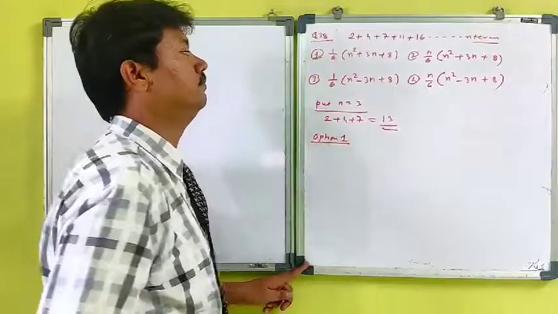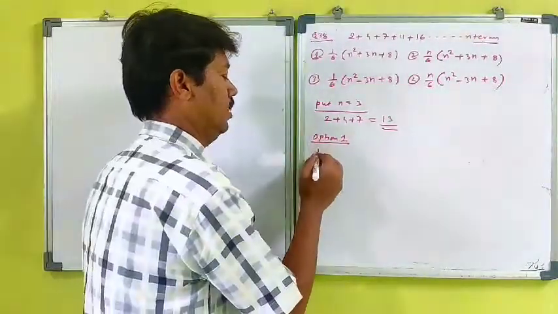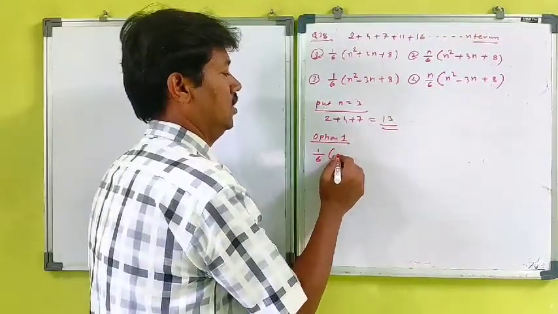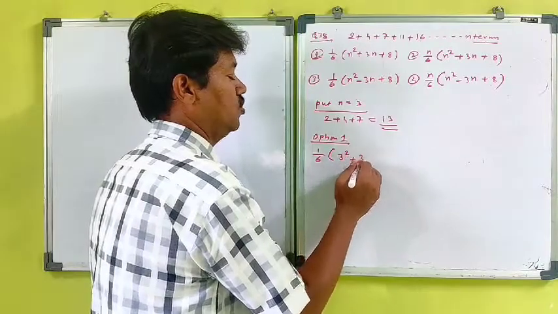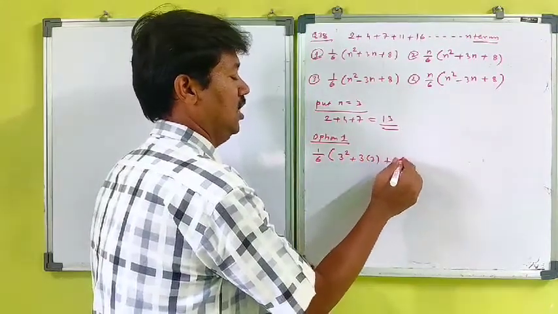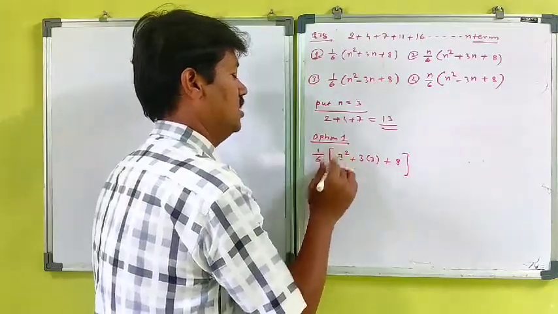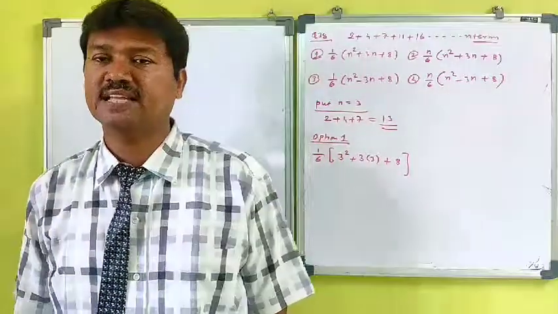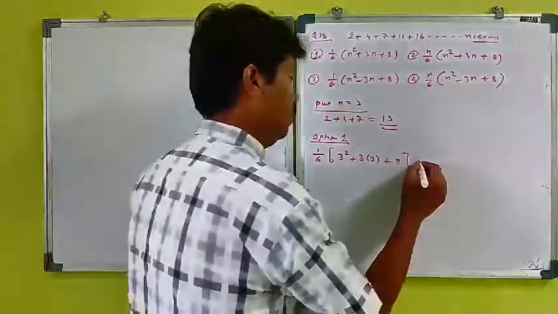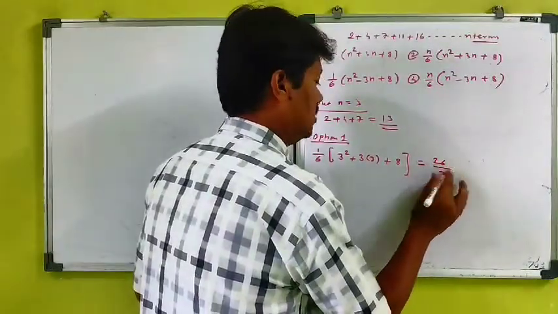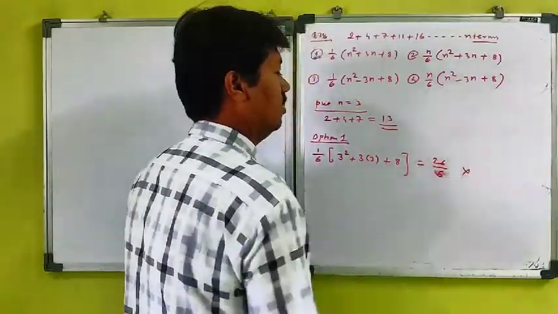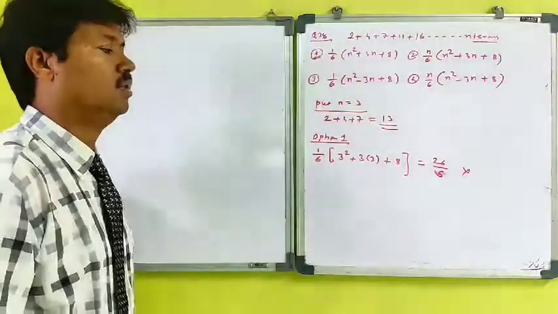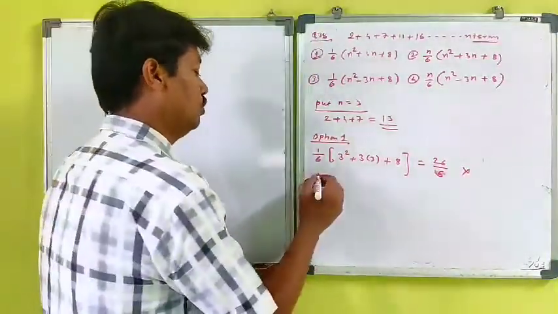So option 1. 1 upon 6, 3 square plus 3 into 3 plus 8. So what is this? It is 9 plus 9, 18. 18 plus 8, 26. So it is 26 upon 6, which is not correct because we need 13. Option 2.